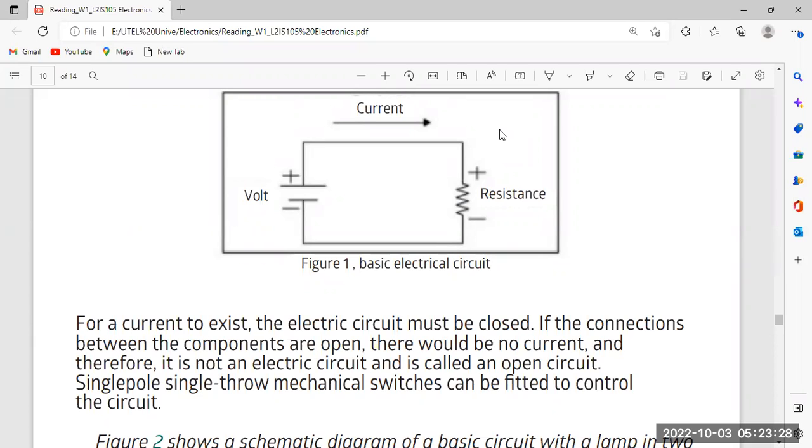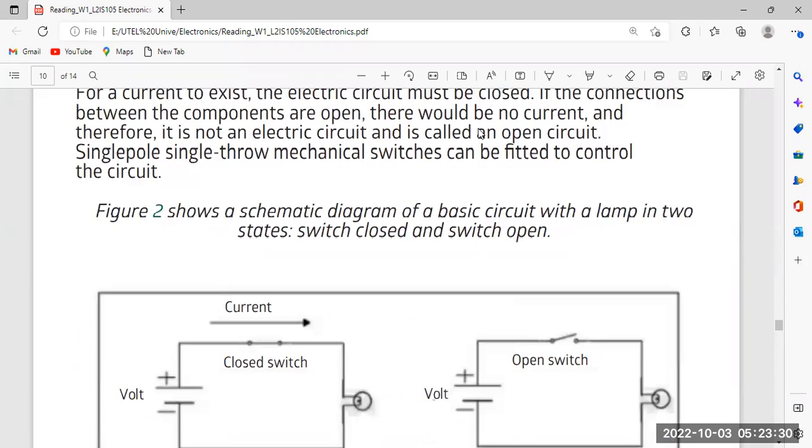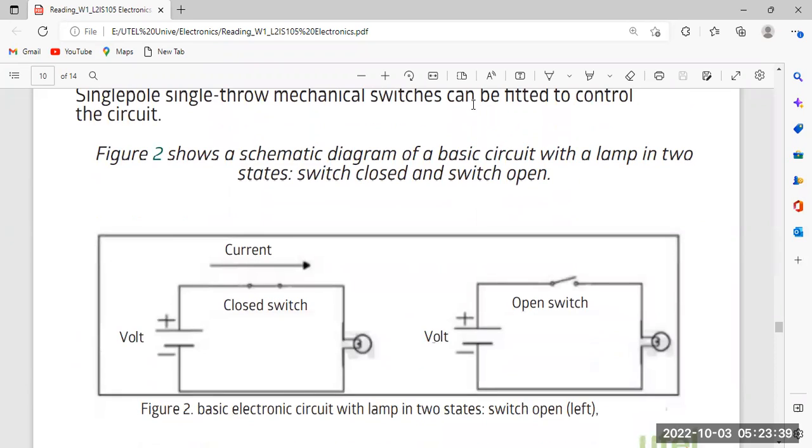Now let's come to another diagram, which is figure 2. Figure 2 shows a schematic diagram of a basic circuit with a lamp in two states, switch closed and switch open. For example, this is a circuit, and instead of a resistance, I have a lamp connected over here. There are two diagrams, but the same diagram, a voltage source, the current is flowing, and there is a closed switch and an open switch.